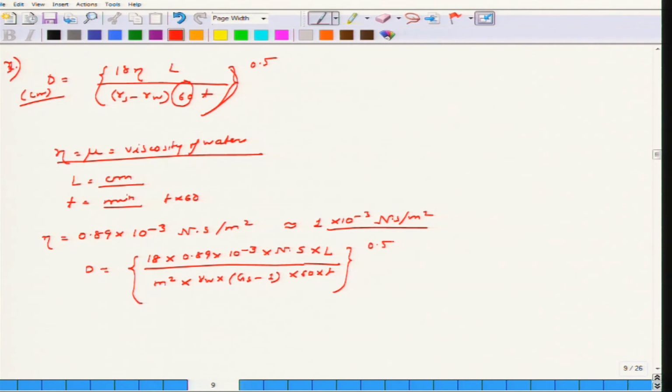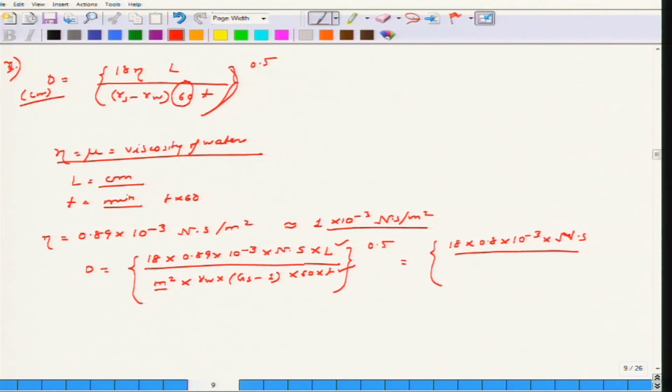Now here L is in centimeter, T is in minutes, but here you see that a unit of meter is presented. So basically we have to convert either that meter into centimeter or that centimeter into meter. In order to do that, first let us try to convert this 18 into 0.89 into 10 to the power minus 3 into Newton into second.